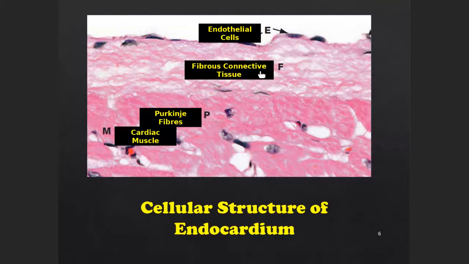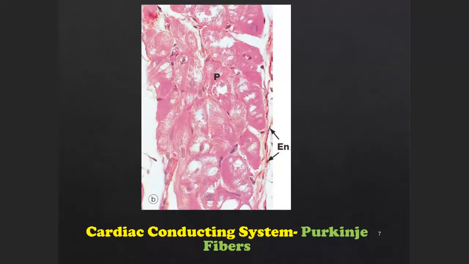Now endocardium. In the endocardium, you will see your endothelial cells. These all are flat endothelial cells. There would be fibrous connective tissue. Now if you can see these fibers, these are Purkinje fibers. If you remember, these are the fibers required for the normal conduction of the heart, and then would be your cardiac muscles. Now this is again one H&E picture of your Purkinje fibers, which I have already shown you in the lecture, in which P is your Purkinje fibers, and these all are your endothelial cells.